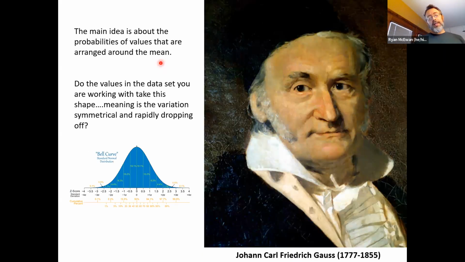The main idea, and again, this is where I'm skipping. Remember that light speed thing? We could spend a lecture on this. Don't worry about it. Let it flow over you. Do the values in the data set you're working with take this shape? You have a symmetrical pattern that drops off rapidly and creates a bell shape. That's the question.